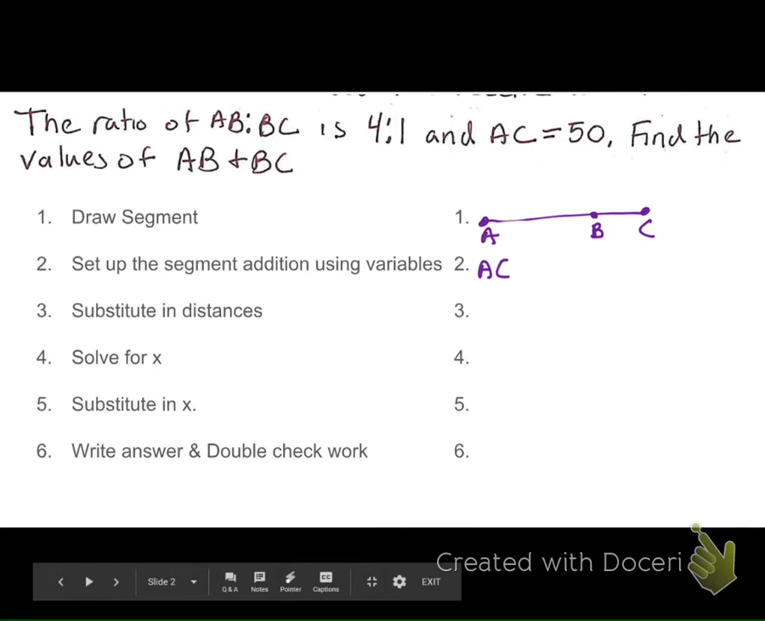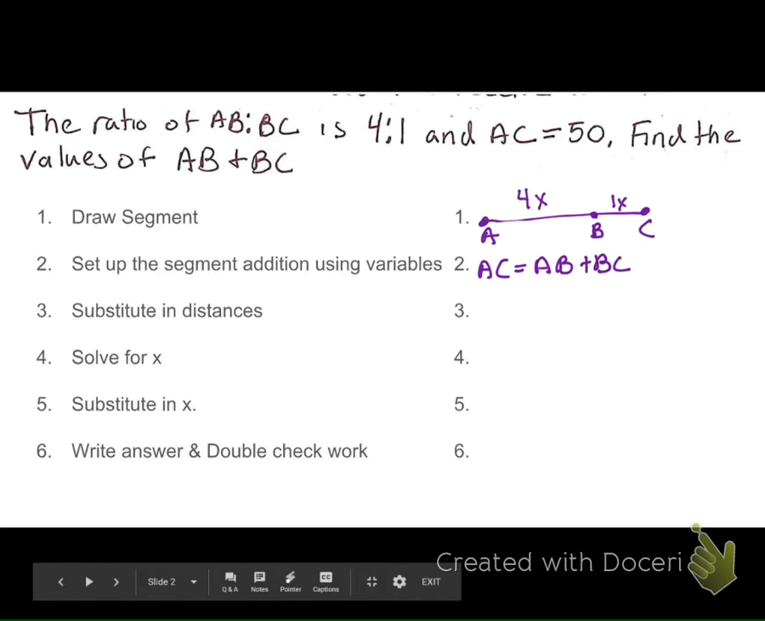So AC equals AB plus BC. The sum of the total segment is the sum of its parts. Number 3, we're going to substitute in those distances. We know that the ratio is 4 parts to 1 part. We don't know what those parts are, so we represent that with an x. So we have 4x, 1x. Remember those coefficients match the ratio, so they just come directly down. But you have to remember to attach that x to it.